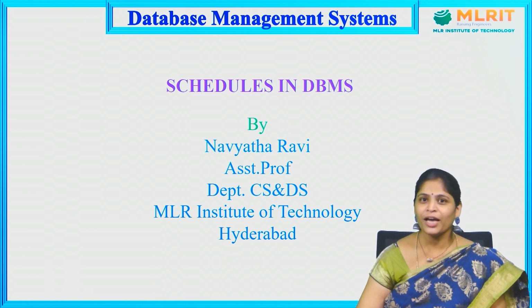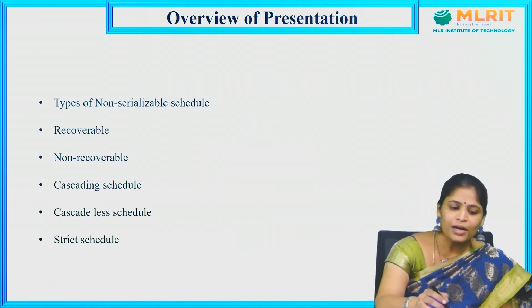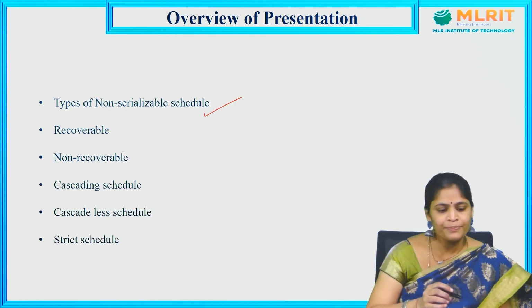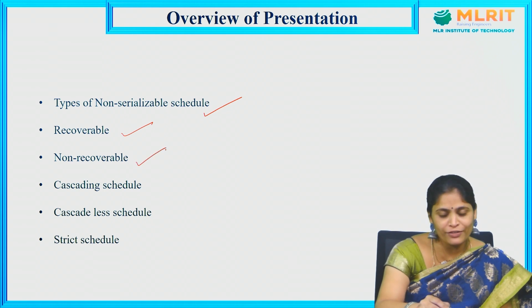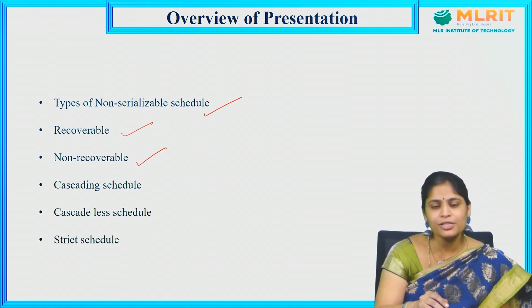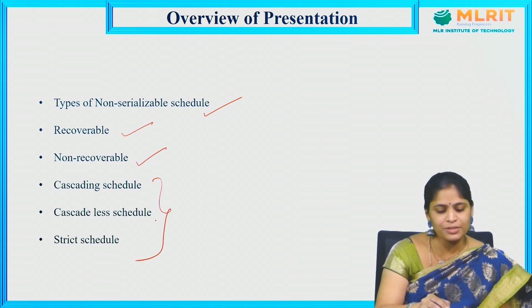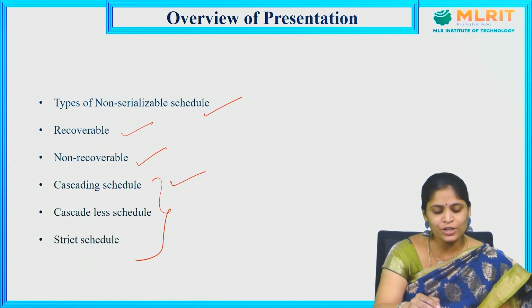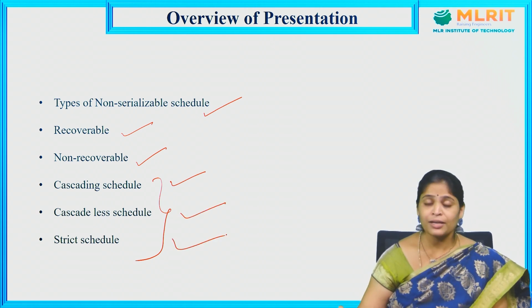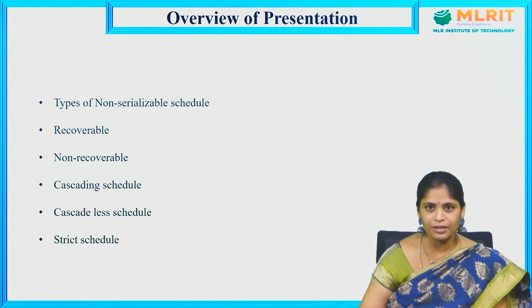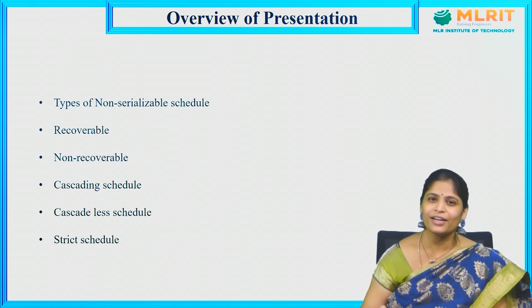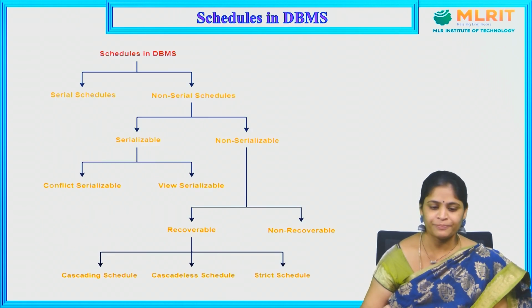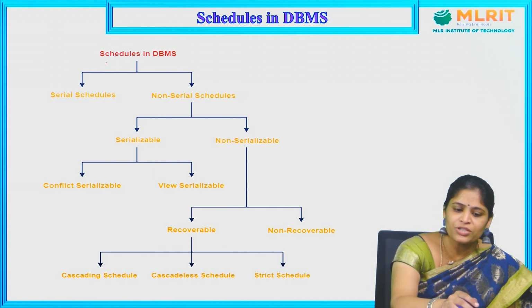Today I am going to discuss the topic schedules in DBMS, and my overview of the presentation includes types of non-serial schedule: recoverable, non-recoverable, and in recoverable schedules we have again three types. What are those? Cascading schedule, cascadeless schedule and strict schedule. Let us represent these schedules in a diagrammatic representation that we have already discussed in our previous sessions. So this is what the schedules in DBMS.